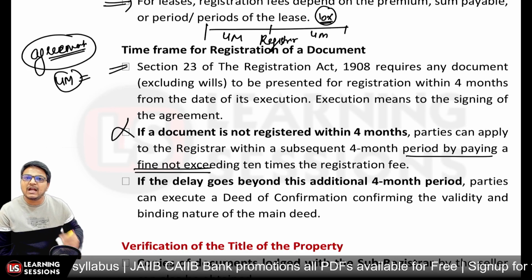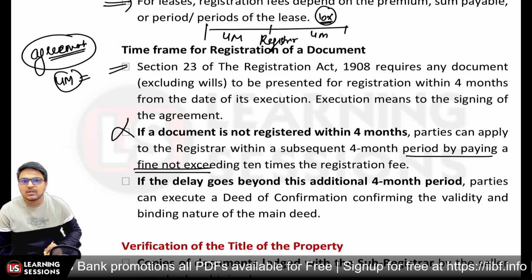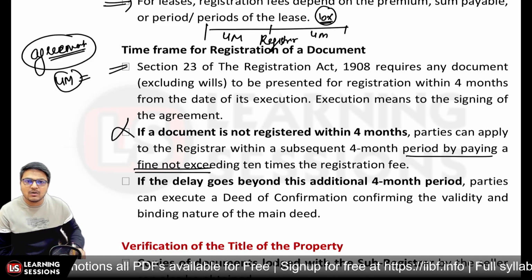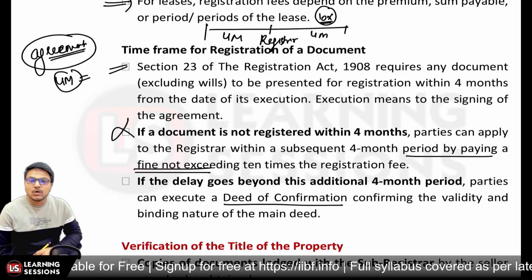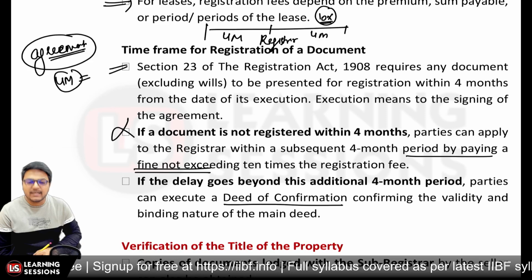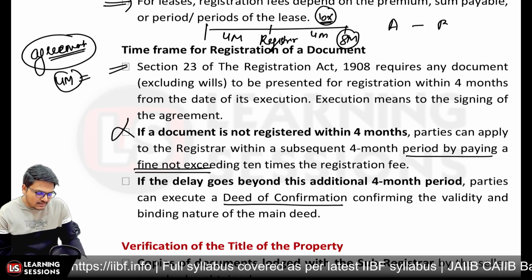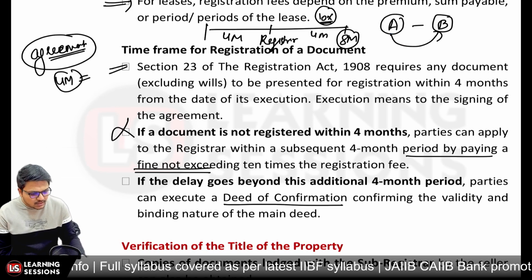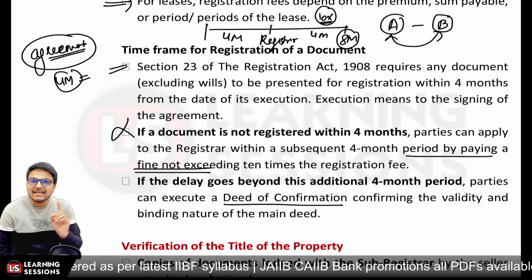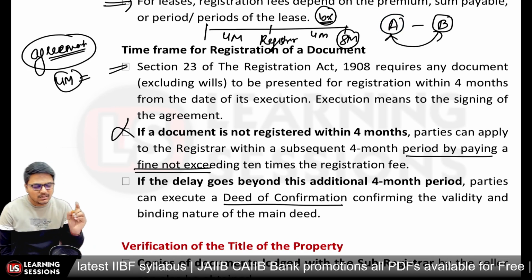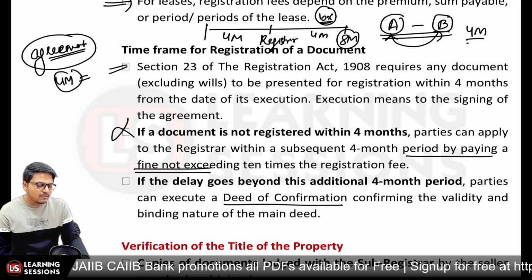And when 8 months have elapsed and you have not done the registration, in that scenario you can execute a deed of confirmation, which will confirm the validity. So after the passage of 8 months, A and B, both parties, can execute a deed of confirmation that confirms the validity and has a binding nature on the main deed. After that they can ask for registration again within a period of 4 months.